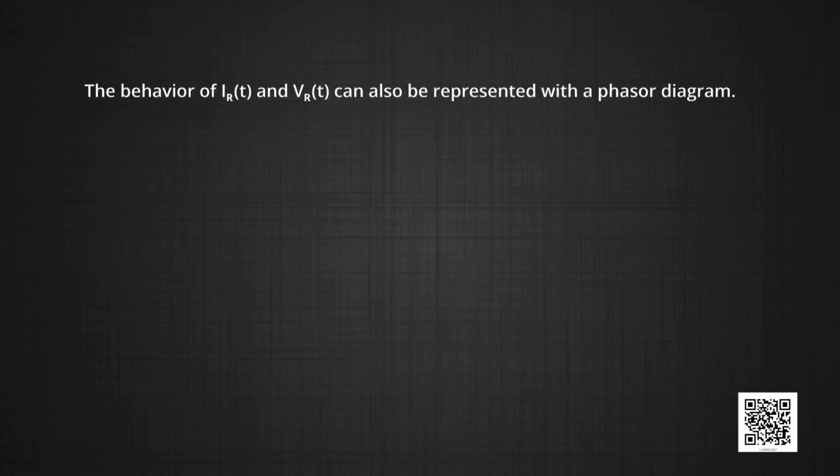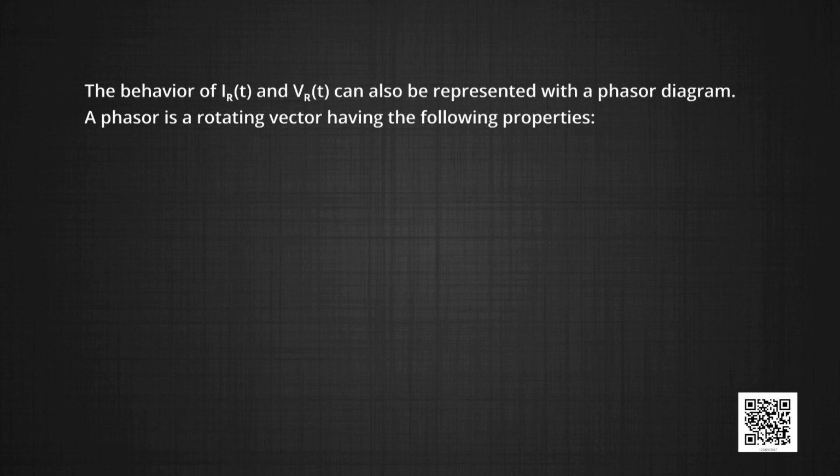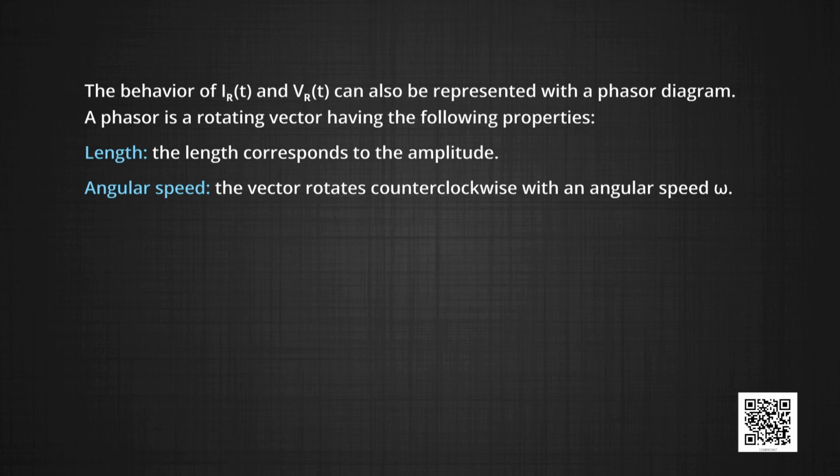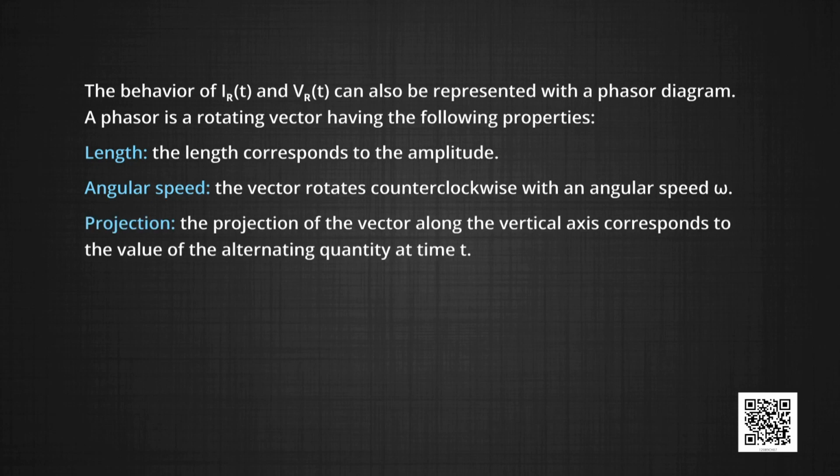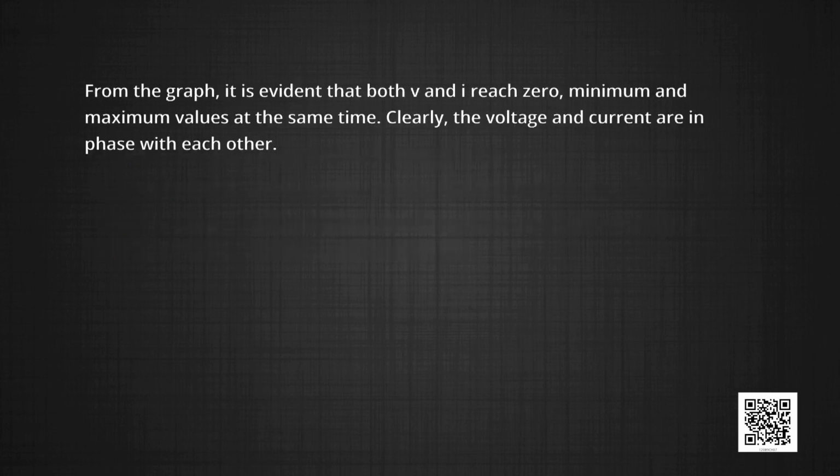The behavior of I R and V R can also be represented with the phasor diagram. The phasor is a rotating vector having the following properties. Number 1, length: the length corresponds to the amplitude. Angular speed: the vector rotates counterclockwise with the angular speed omega. Projection: the projection of the vector along the vertical axis corresponds to the value of the alternating quantity at time t. So, here we can see from the graph what we have seen.